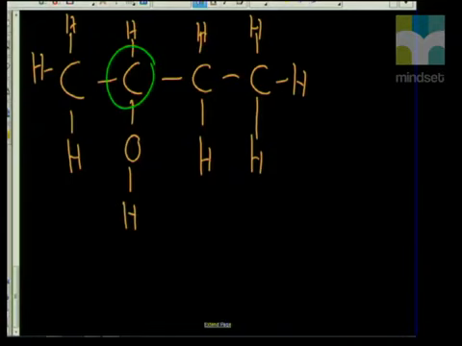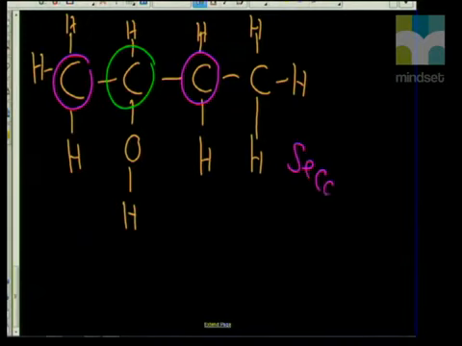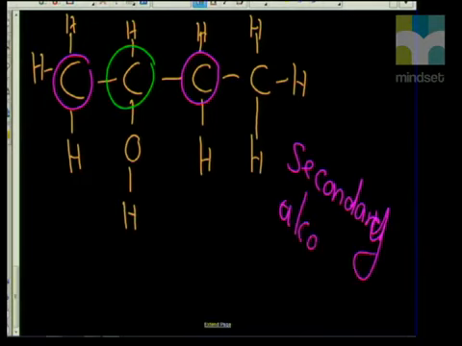Once you've circled that carbon, you then say to yourself, how many carbon partners does that one in green have? Well, look over here. It has one carbon over here. It has one carbon over here. This means that this is a secondary alcohol. So the carbon that the O is bonded to has two other carbons.